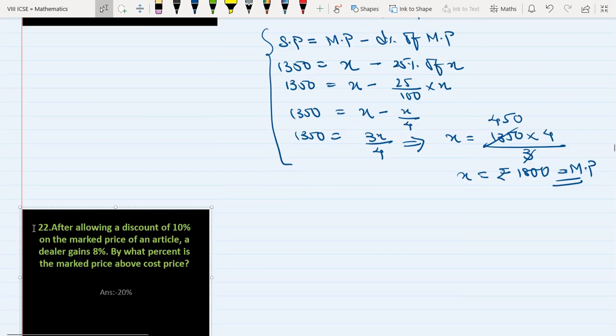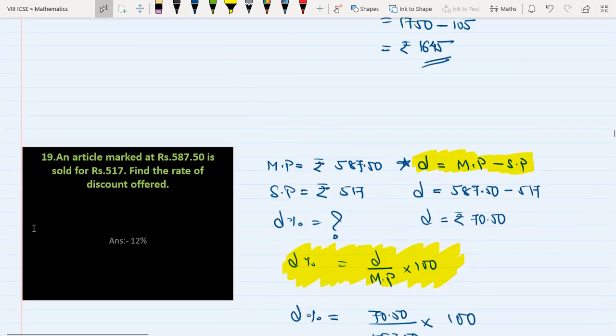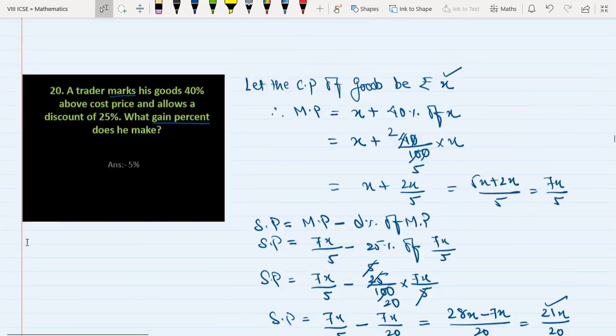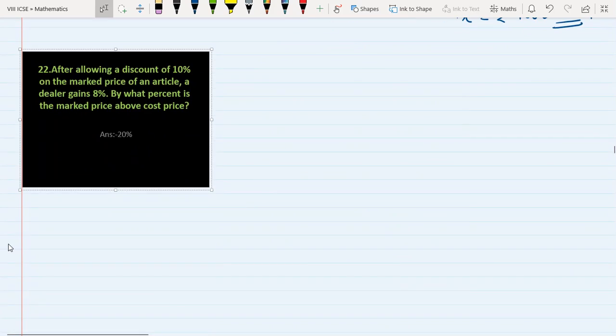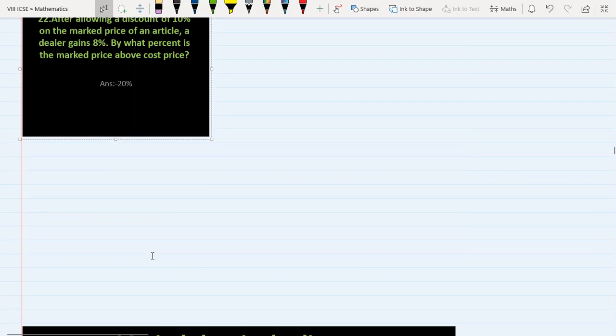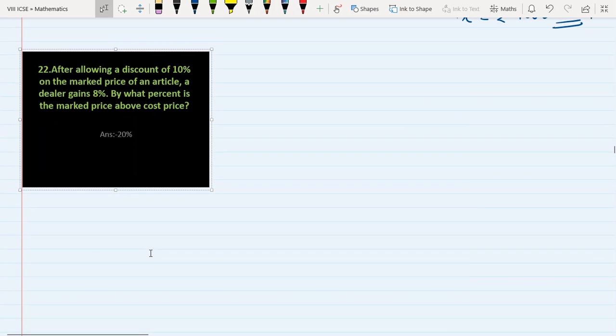So we have done 1, 2, 3, 4. 4 done, 6 to go. After allowing a discount of 10% on the mark price of an article, a dealer gains 8%. By what percent is the mark price above the cost price?